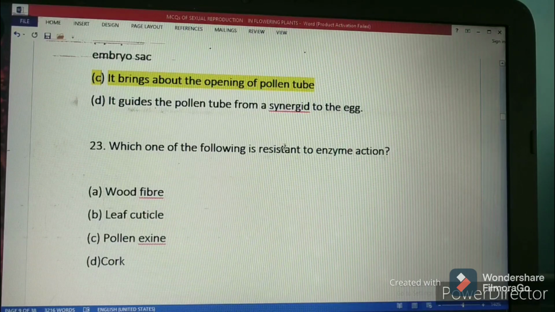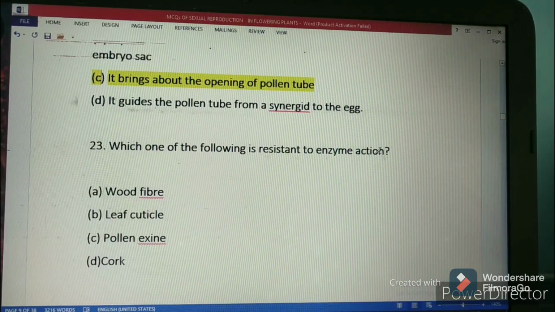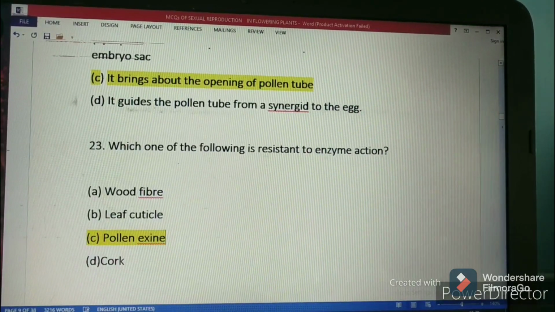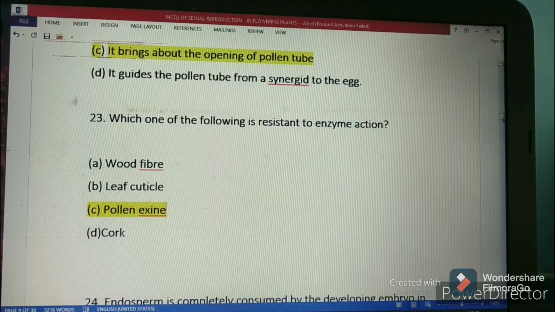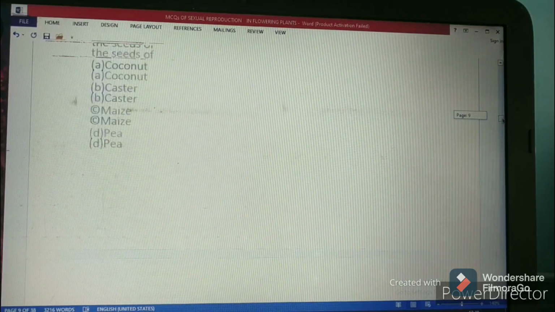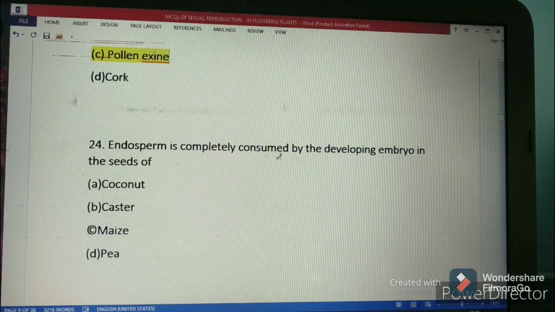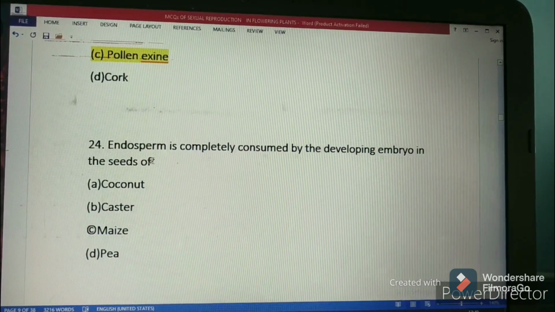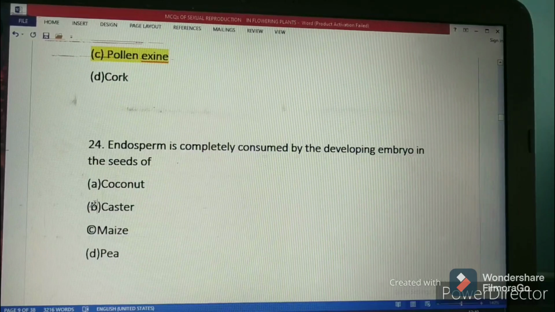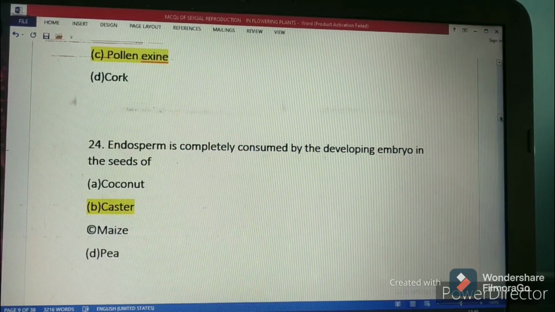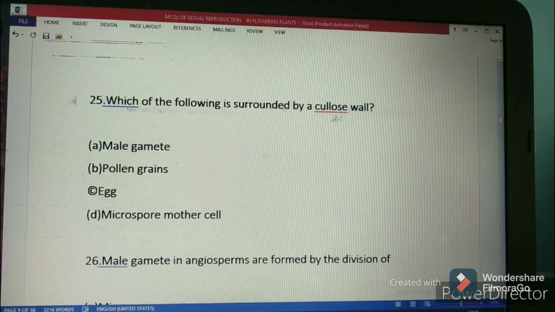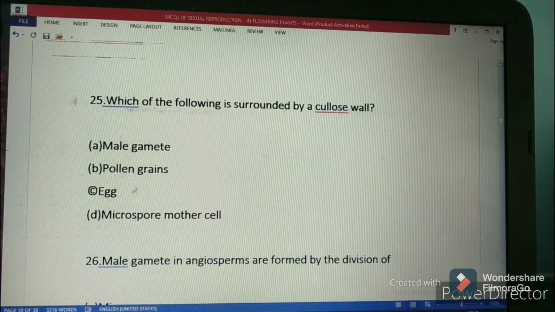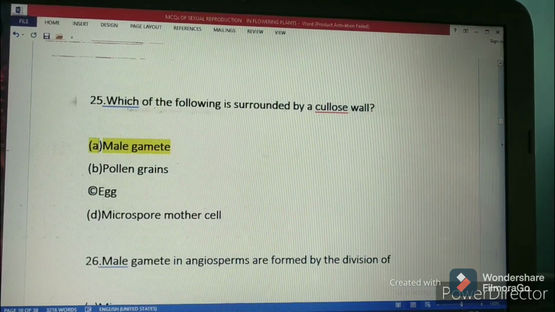Which of the following is resistant to enzyme action? Pollen exine. C is the correct answer. Endosperm is completely consumed by the developing embryo in the seeds of custard. B is the correct answer. Which of the following is surrounded by cellulose wall? A is the correct answer. Male gamete.